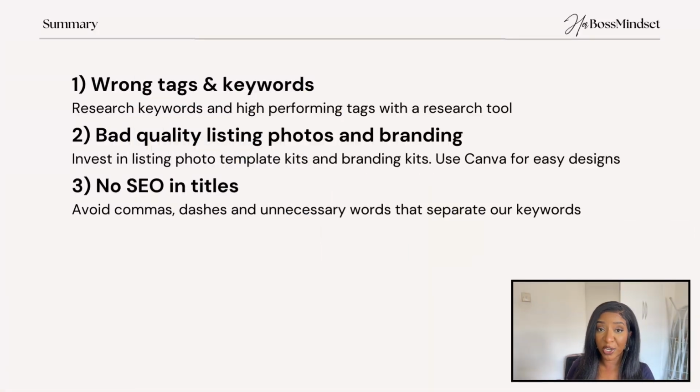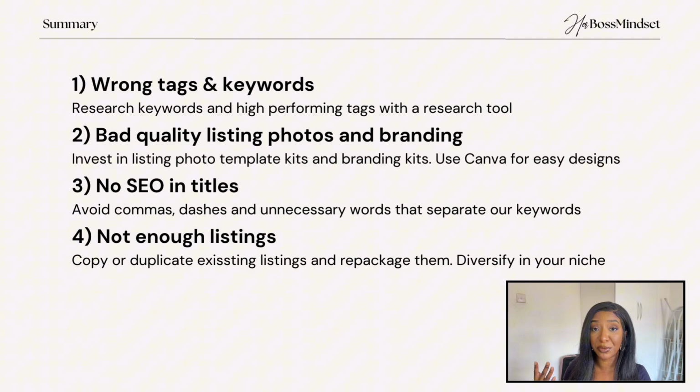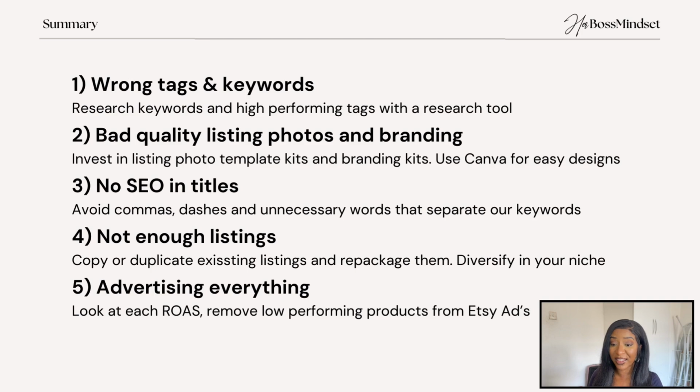Support your fellow Etsy sellers. Number three, no search engine optimization in your titles. What can you do to solve this? Do your research, remove commas, remove dashes, remove linking words, and be precise and specific with your short tail and long tail keywords. Number four, having too few listings. What can we do to solve this? Repackaging and diversifying in your niche. Finally, number five, advertising everything. What can we do to solve this? Only advertise your top listings.